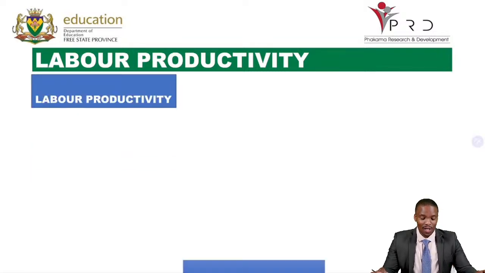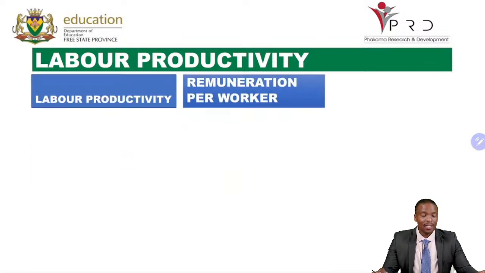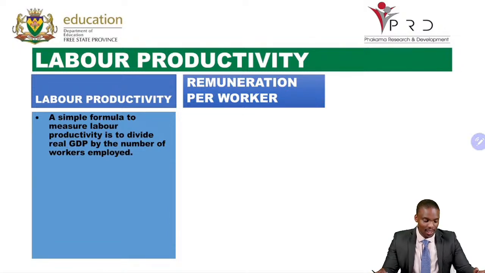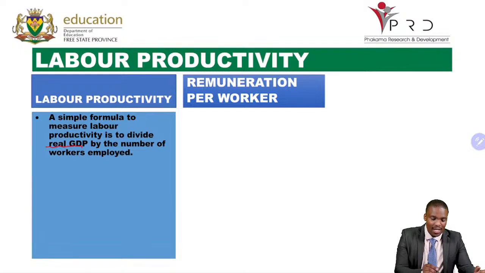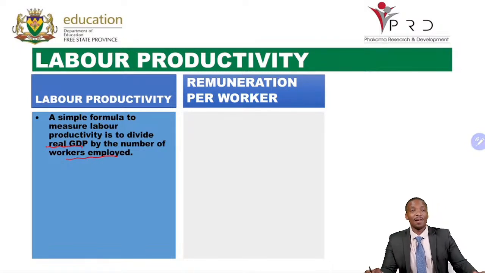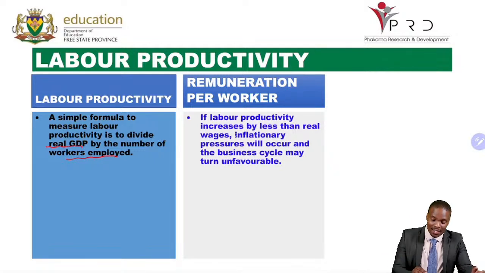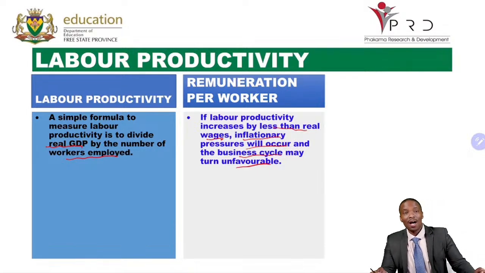Under productivity, we are looking at two things: labor productivity as well as remuneration per worker. Under labor productivity, we look at a formula where we take real GDP divided by the number of employed workers. That means the output against the number of employed workers. Remuneration per worker: here we are looking at whether labor productivity increases by less or more than the real wage. If so, inflationary pressures will occur and the business cycle may tend to be unfavorable.